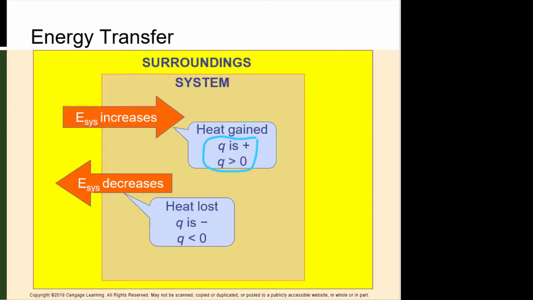When the system loses energy and the energy of the system decreases, that's because heat is lost. So Q, heat, is negative, Q is less than 0. If the energy of the system decreases, that means that the energy of the surroundings increases. And if the energy of the system increases, we know that it's because the energy of the surroundings has decreased.